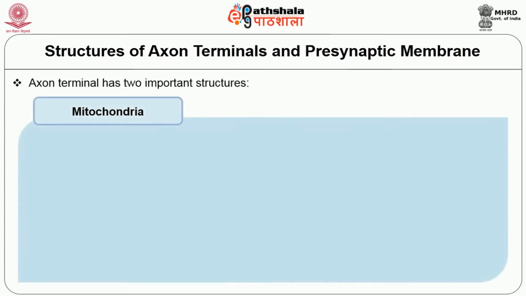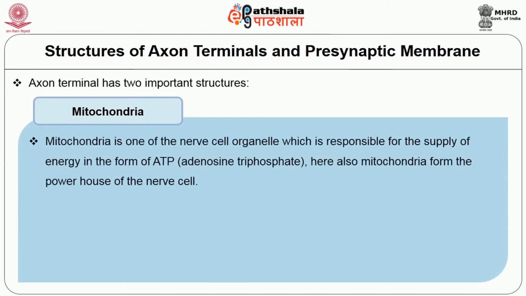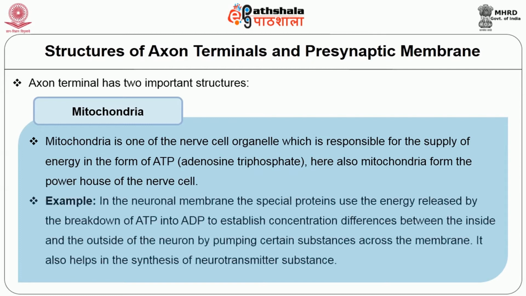Mitochondria. It is one of the nerve cell organelles responsible for the supply of energy in the form of ATP. Here also the mitochondria form the powerhouse of the nerve cell. For example, in the neuronal membrane, a special protein uses the energy released by the breakdown of ATP into ADP to establish concentration differences between the inside and the outside of the neuron by pumping certain substances across the membrane. It also helps in the synthesis of neurotransmitter substances.